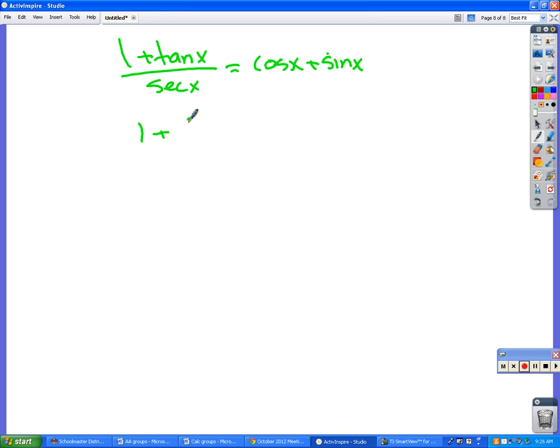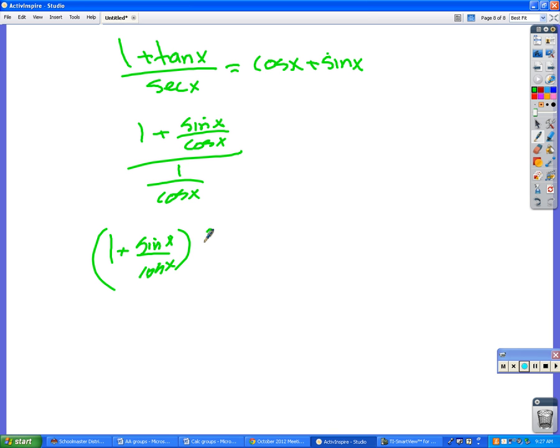Okay? So tangent is sine over cosine. And secant is 1 over cosine. Okay? So just like any other thing, what can I do instead of dividing by 1 over cosine? Multiply by cosine over 1, or just plain old cosine. What's 1 times cosine? Cosine.